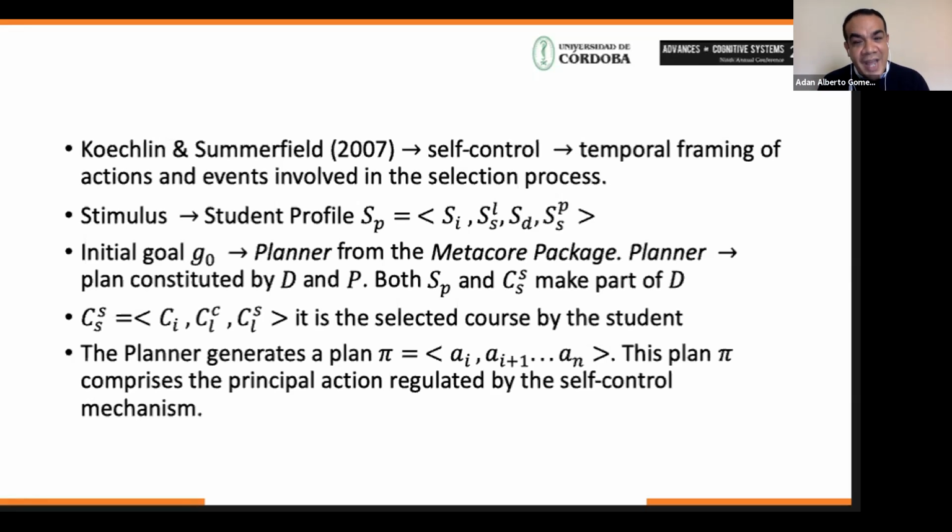The initial goal of the ITS is received by the planner from the MetaCore package. Also, the planner receives vital information to generate a plan constituted by the domain and the problem. Both the student profile and the course selected by the student make part of the domain. And CSS is the course selected by the student, where CI is the course ID, CCL is the current course lesson, and CSL is the structure of the current course lesson.